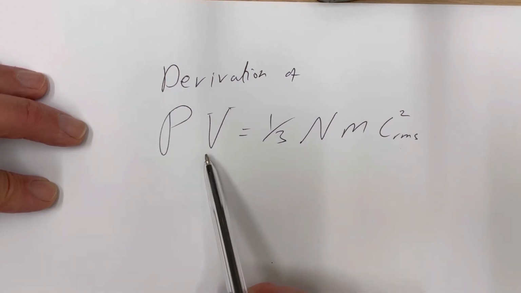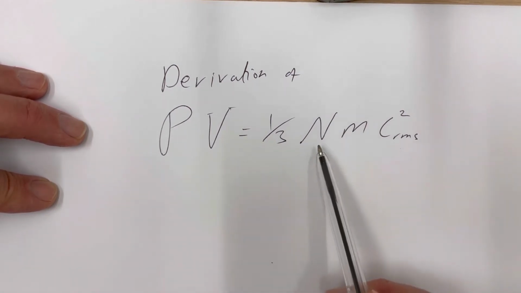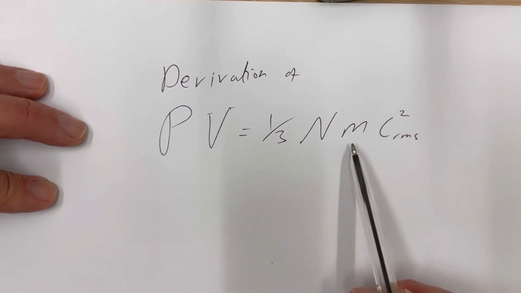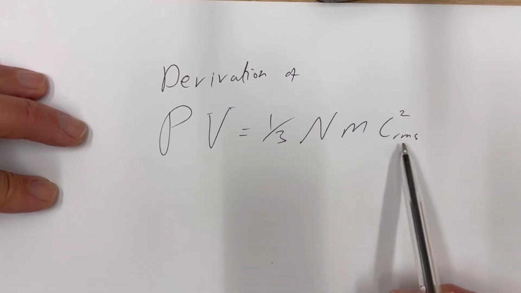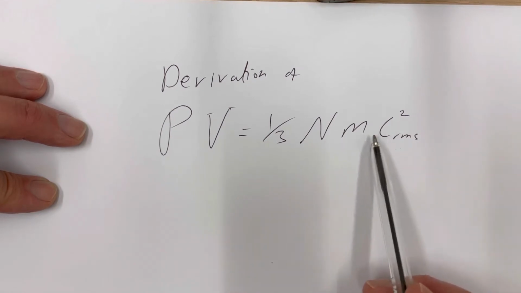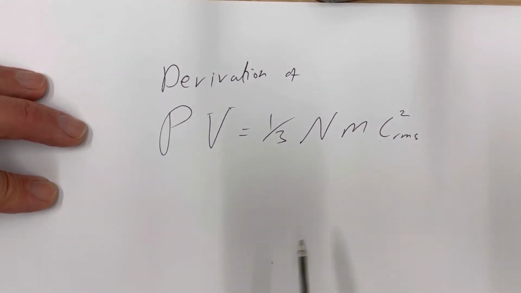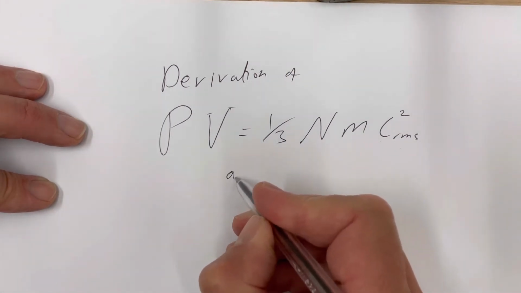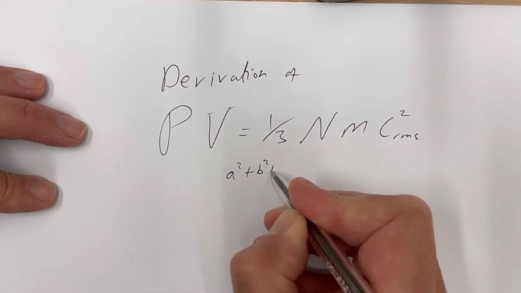Pressure in pascals or newtons per metre squared, volume in metres cubed, number of particles, mass of an individual particle, and c_rms representing root mean squared, a way of showing the average of the speed of the particles, which we know is distributed over a range.